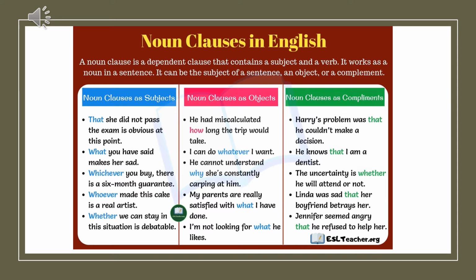Okay, guys, remember the noun clauses are dependent clauses, all right? You need another sentence to be understood. They can function as subjects, objects, and complements. They could be noun complements, subject complements, or adjective complements, right? So in the case of subjects, they are written at the beginning. Here we normally have some examples with that, what, and the fact that. Look at the first example: that she did not pass the exam is obvious at this point.